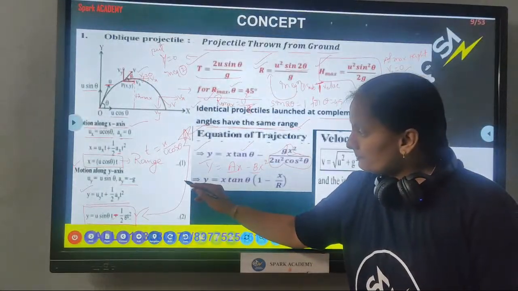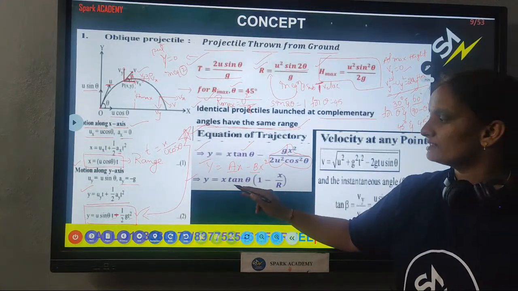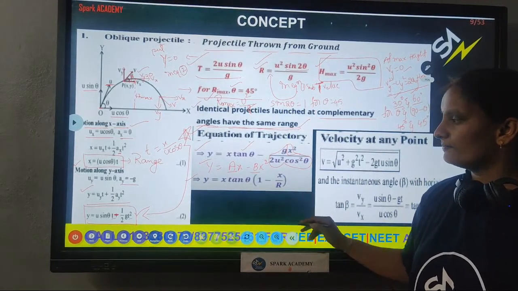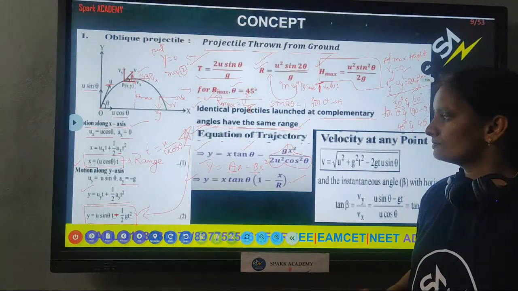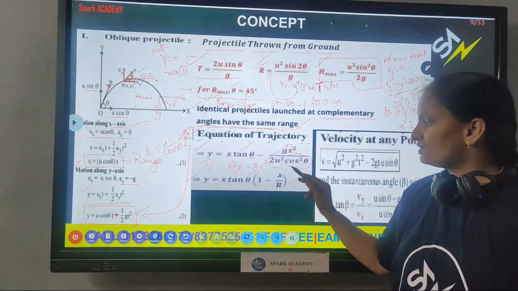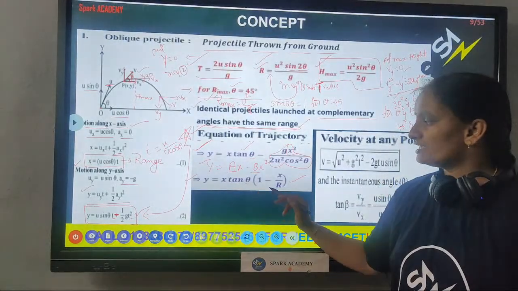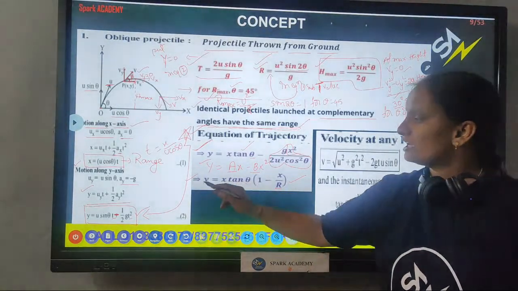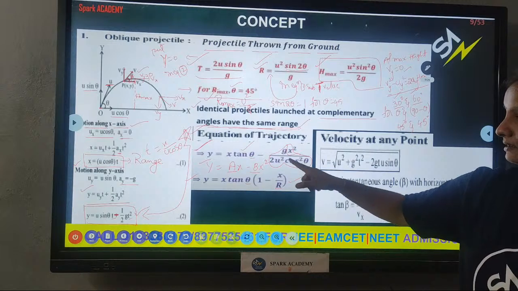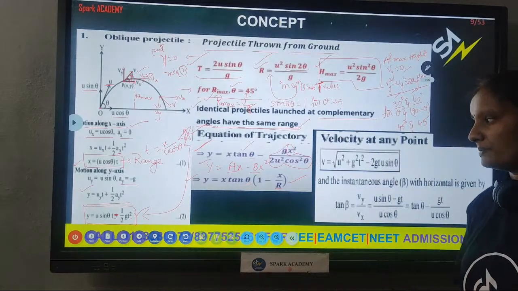The equation of the trajectory can also be written as y is equal to x tan theta into 1 minus x by r. So this equation also we can use. When the angle of projection is mentioned, we can find the initial velocity by using this equation. And when the angle of projection and the range are mentioned, we can use this parabolic equation. So the equation of path, as we have shown, is in the form of a parabolic path.